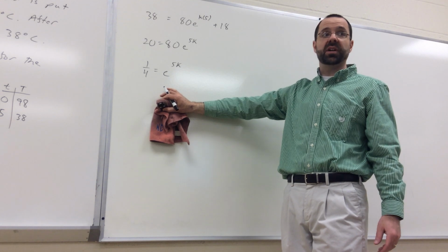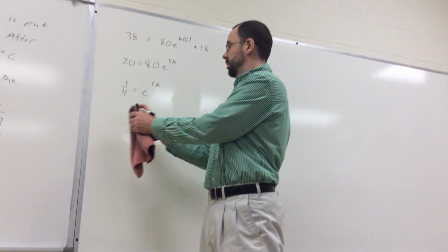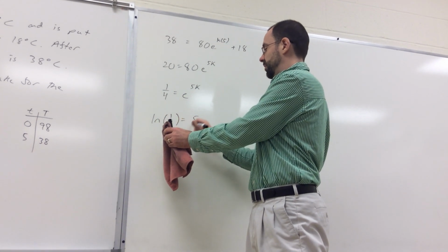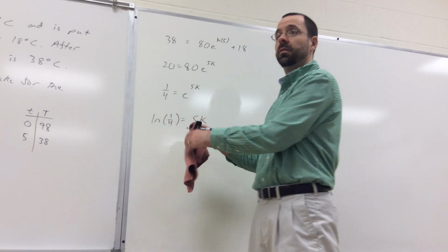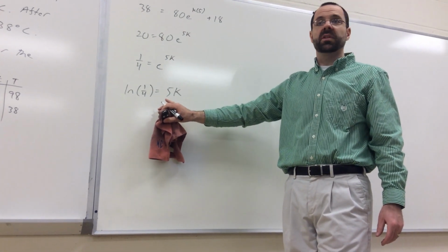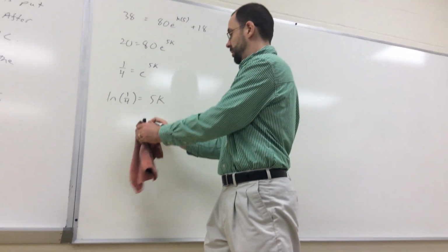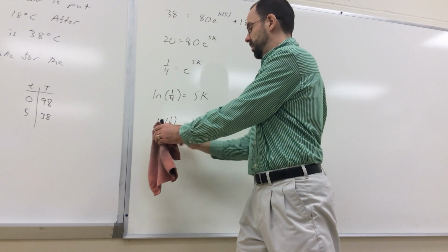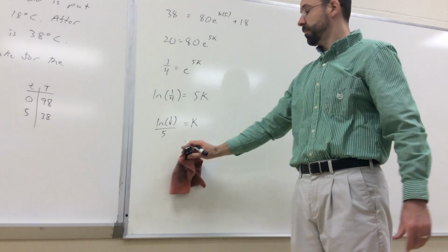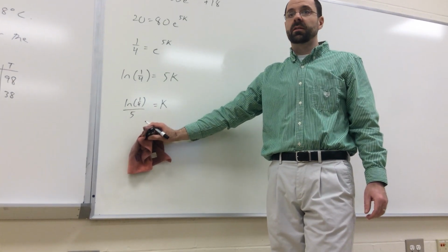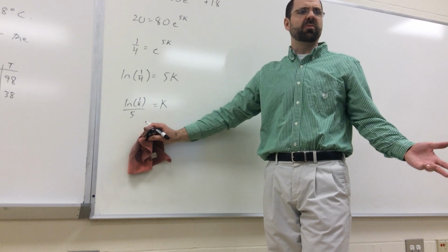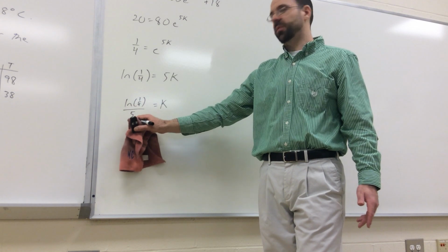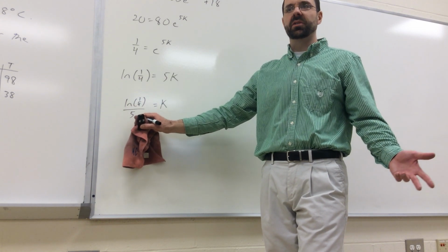Then you take the natural log of both sides. So natural log of 1/4 equals 5K. And then divide by 5. So K equals natural log of 1/4 divided by 5. I don't really want to round in the middle of a problem. But also this is sometimes hard for people to think about, so let's get a decimal.